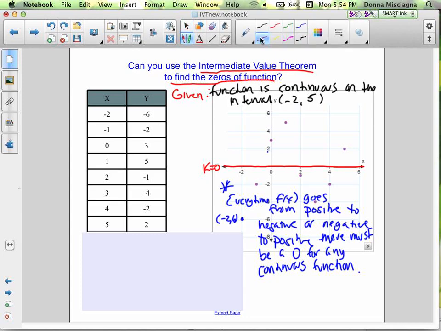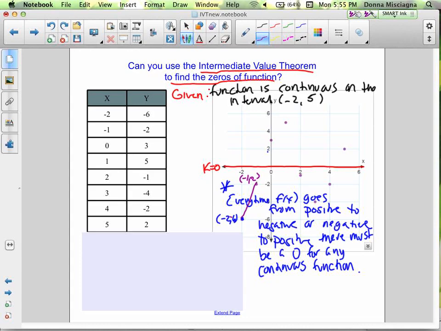Let's see if this is purple. All right, and so now we're going to go to -1, 2. There we go. Excuse me, -1, -2. And we forgot the 6 to negative over here. All right, so we're at -2, -6. We're going from -1, -2. All right, so haven't crossed it yet.